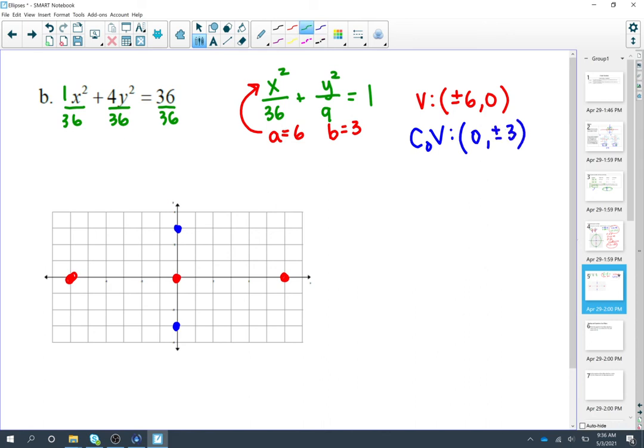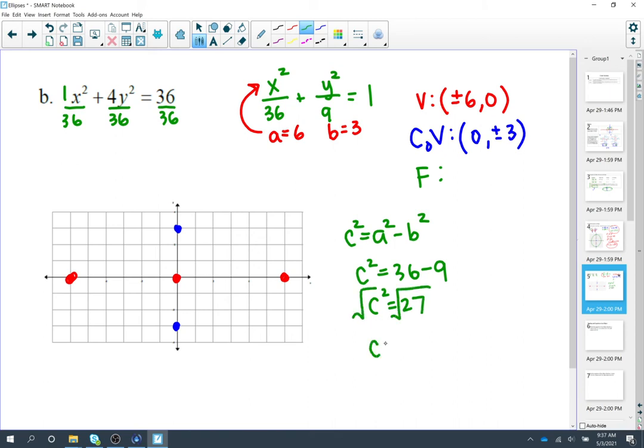Then the last thing we're going to have to find are our foci. In order to do that, I'm going to go back to c squared equals a squared minus b squared. We know that a squared was 36 minus the b squared was 9. 36 minus 9 is 27. If we take the square root of that, we're going to get 3 root 3.